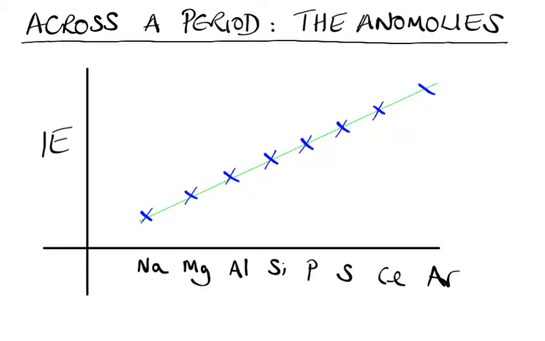upwards trend. However, two of the elements betray this trend and they're slightly lower than we would expect them to be, and we need to know which ones these are. The first anomaly is when we move between magnesium and aluminium. And aluminium is a little bit lower than expected, and we need to be able to say why this is.